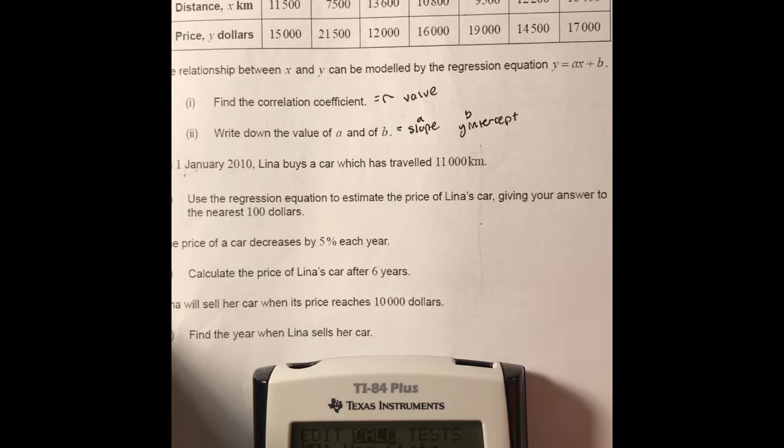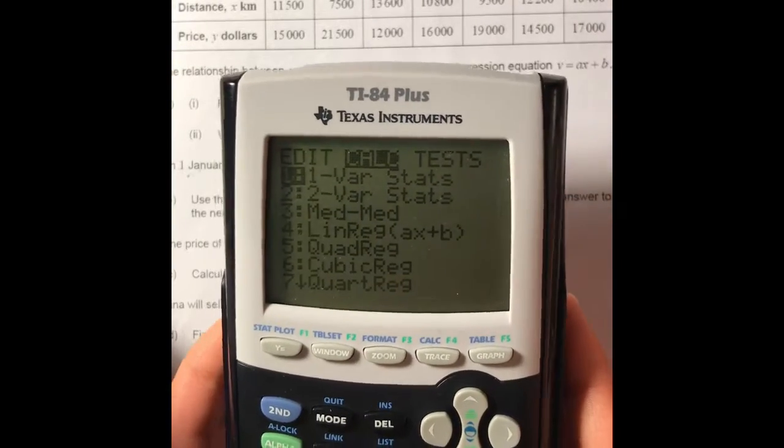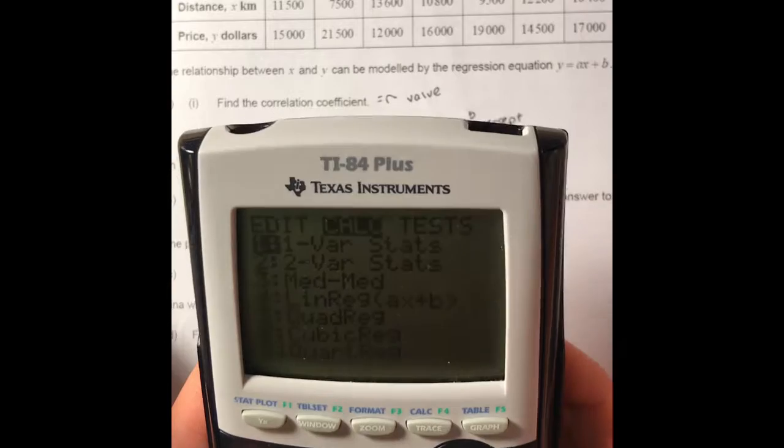Hi, today we're going to be working through question 2 of the Blast from the Past worksheet. So the first question of question number 2, which is part A, says to find the correlation coefficient of these values right here. So the way you do this is by going to your calculator. Calculators are allowed in this question.